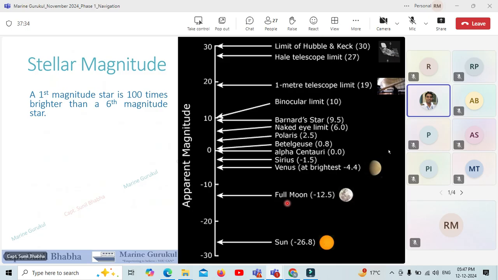Any doubts up to here, beta? So from the Sun till Polaris, all first magnitude stars. Sir, correct? Oh, not Polaris, beta. Betelgeuse. Betelgeuse. Yes, sir. Okay, I'll tell you how they are categorized. Okay, sir.